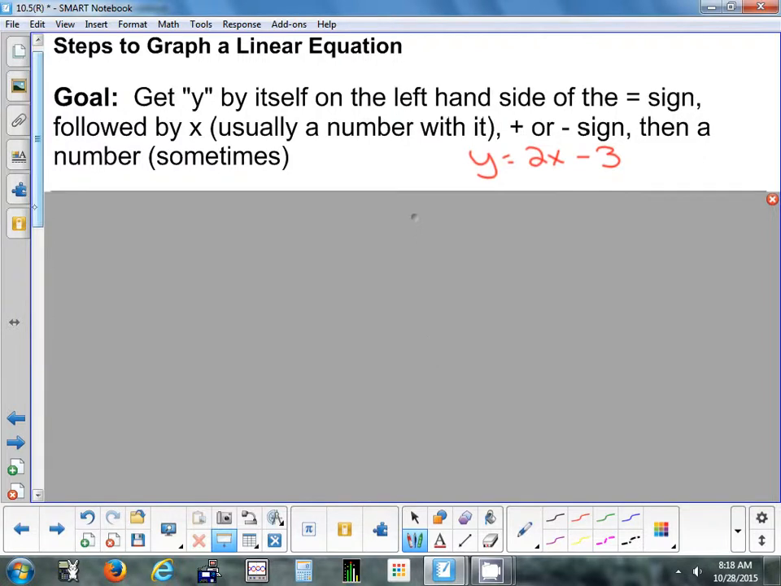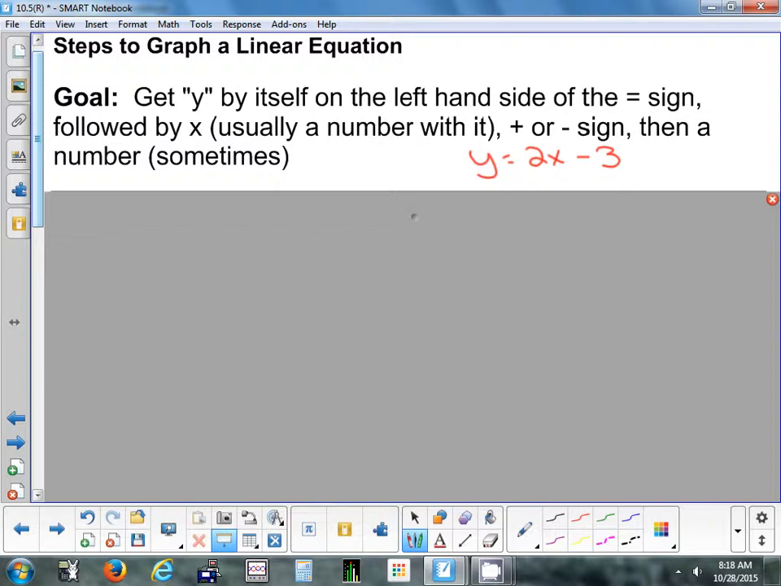Now, if you're going to graph something and it's like this, great, you're all set. Y is already by itself. I got my equal sign. After the equal sign, I have an x. Then I have my plus or minus, then a number. It's all set to go. It's in the right format. There's nothing I have to do to rearrange this to get it ready to graph. It's all set. Nothing I have to do.